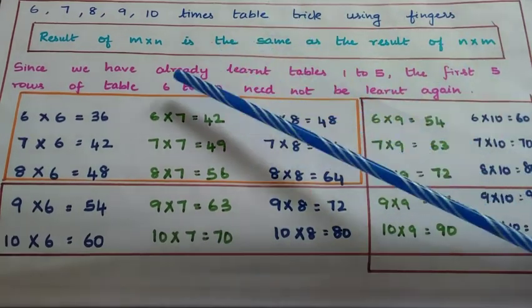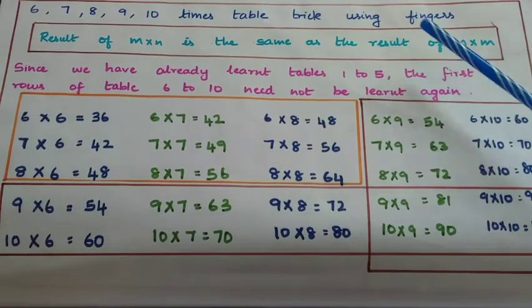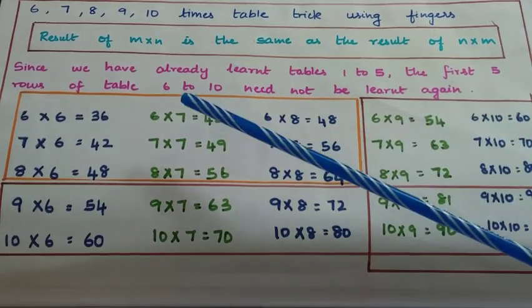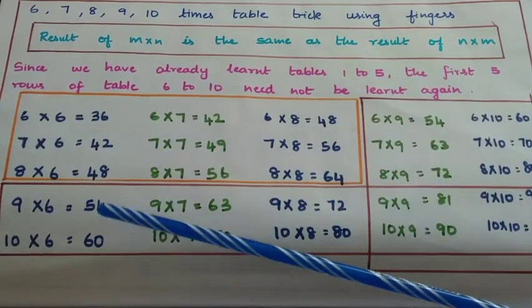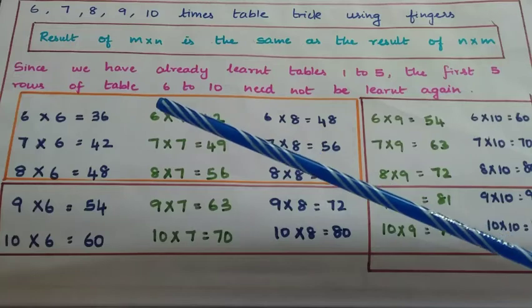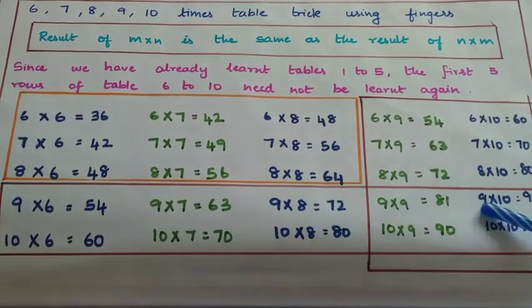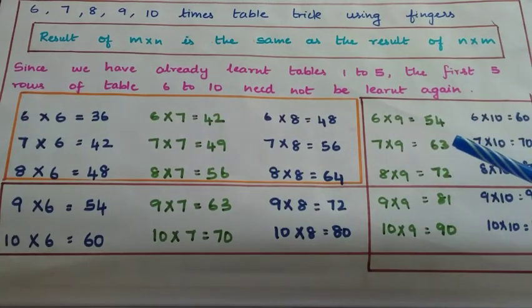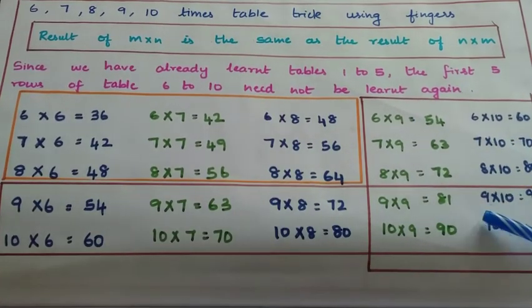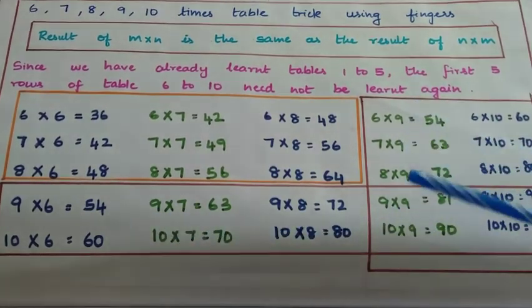So that is what I have written here. Since we have already learned tables 1 to 5 and since we know this concept, we need not learn the first 5 rows of table 6 to 10 again. Now when you look at these rows, I have written the last 5 rows of table 6, 7, 8, 9 and 10. We have already learned table 9 and 10 in our previous videos. I have shared simple tips to remember table 9 and table 10. So again these rows can also be eliminated.